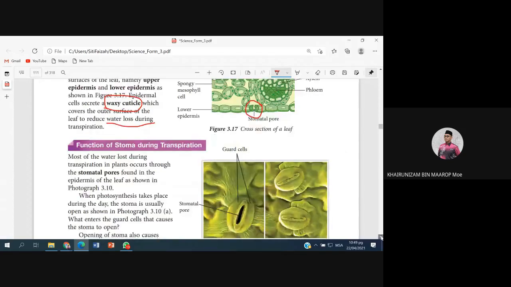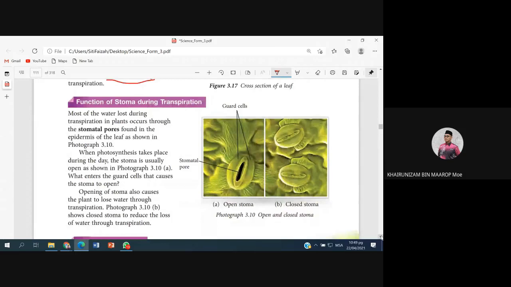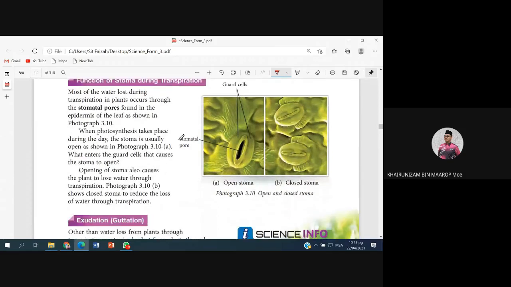And then the function of stoma during transpiration. Most of the water lost during transpiration in plants is through the stomatal pores. These stomatal pores are found in the epidermis. When photosynthesis takes place during the day, the stoma is usually open. What enters the guard cell that causes the stomata to open?